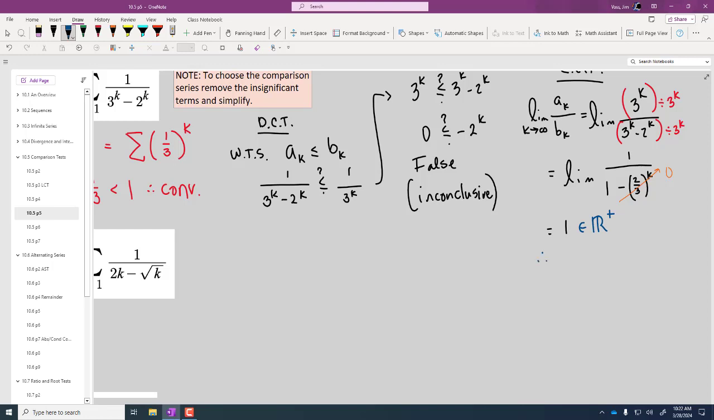Therefore, the series are linked. If that limit is a positive real number, it means that they're linked together. They're going to do the same thing. So therefore, both of them are going to converge. Just forgot to include a convergence.